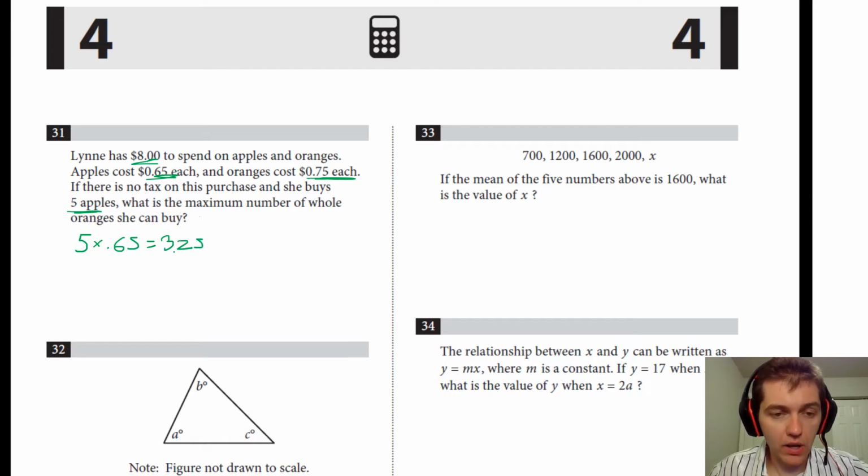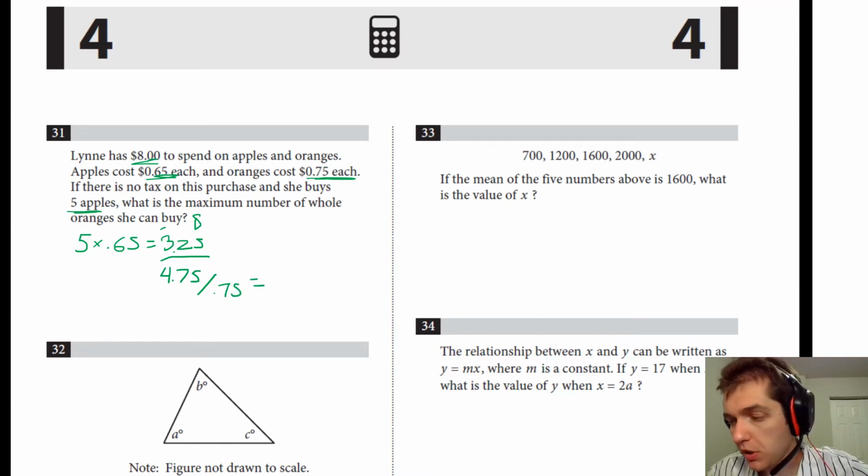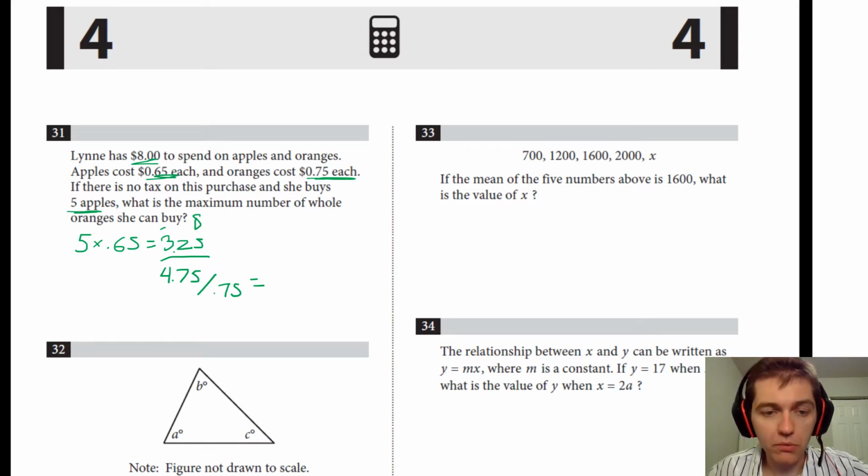So you can do 8 minus $3.25. Again, plug it into your calculator. You will get 4.75. So that's the amount remaining after buying the apples. So you can take that, divide by 0.75, which is the cost of each orange. 4.75 divided by 0.75, you will be left with 6.